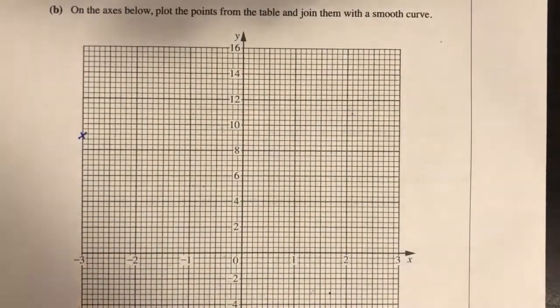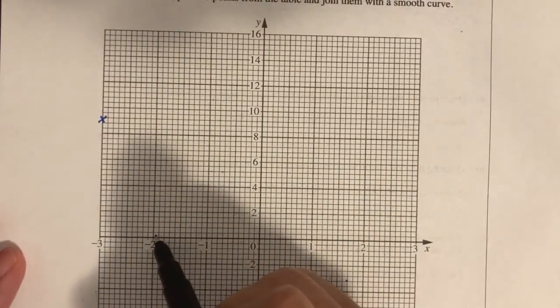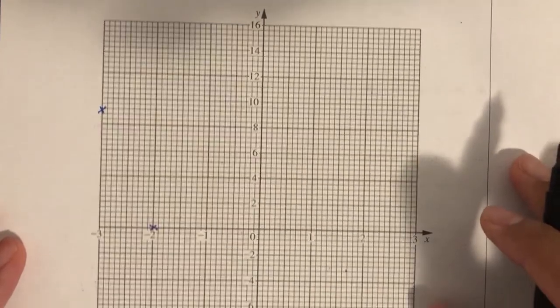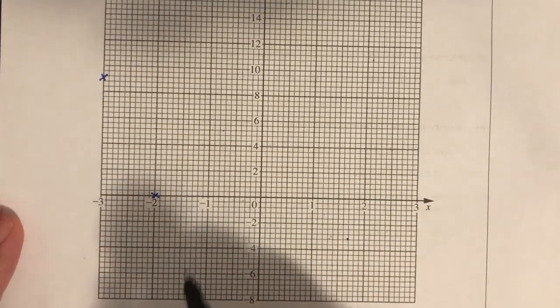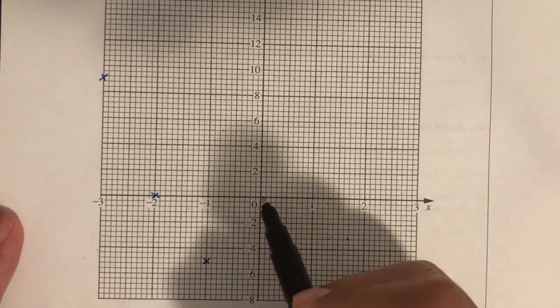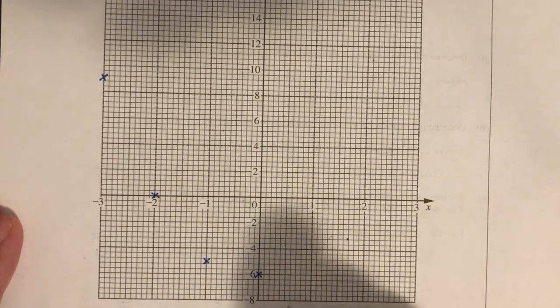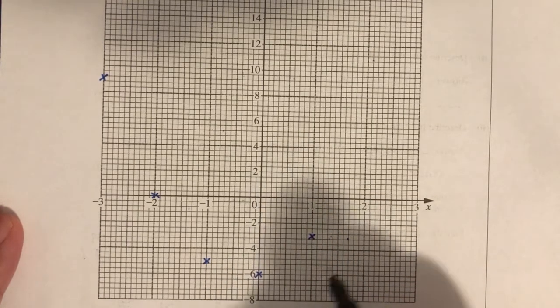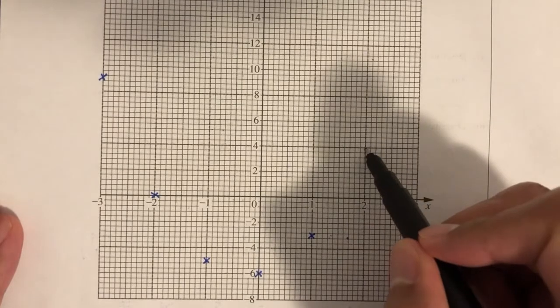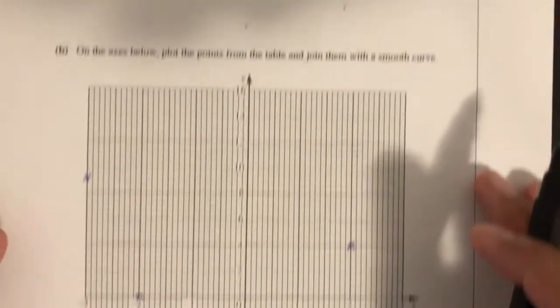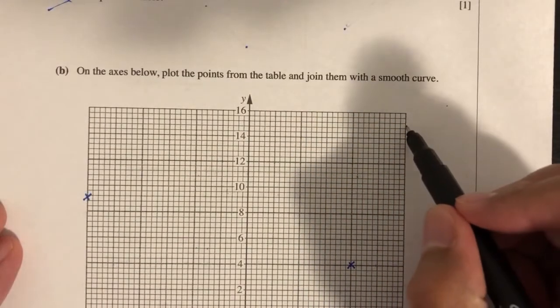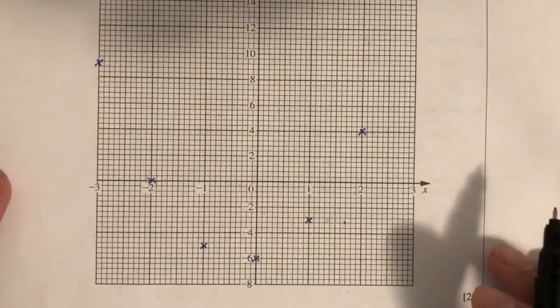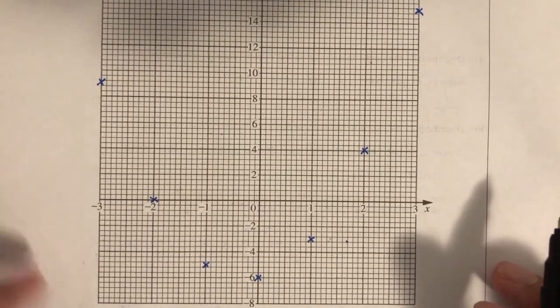Now let's connect the second point. So we have (-2, 0). So (-2, 0) will be here, (-1, 5). (-1, 5) will be between 4 and 6 here. (0, -6) will be here. Then we have (1, -3) will be between this. Then we have (2, 4). And we have (3, 15). (3, 15) will be right here. So now we just have to join all the points together and form a smooth curve.